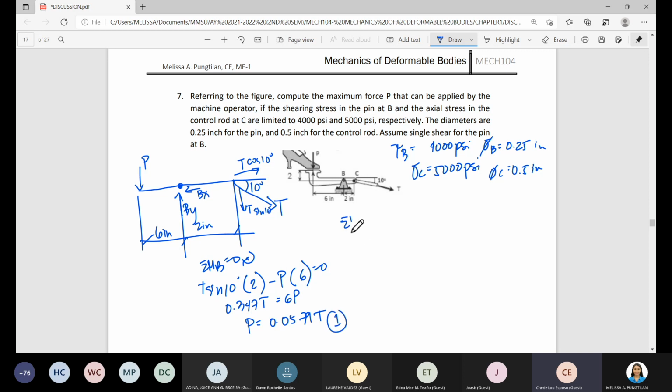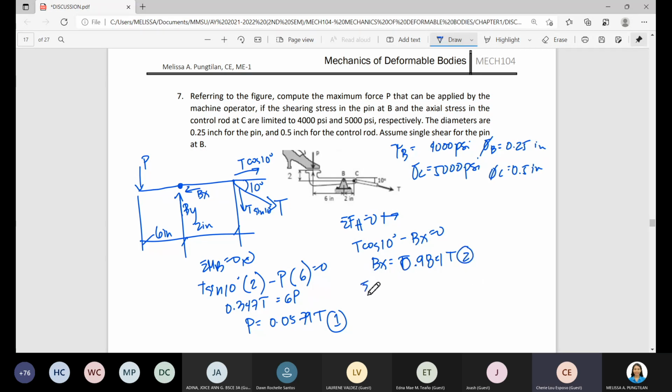And then let's take the summation of forces along horizontal is equal to 0. To the right as positive. So, meron tayong T cosine of 10 degrees. Okay, minus Bx is equal to 0. Therefore, Bx is equal to cosine 10, we have 0.984 T. And so, this is our equation number 2.